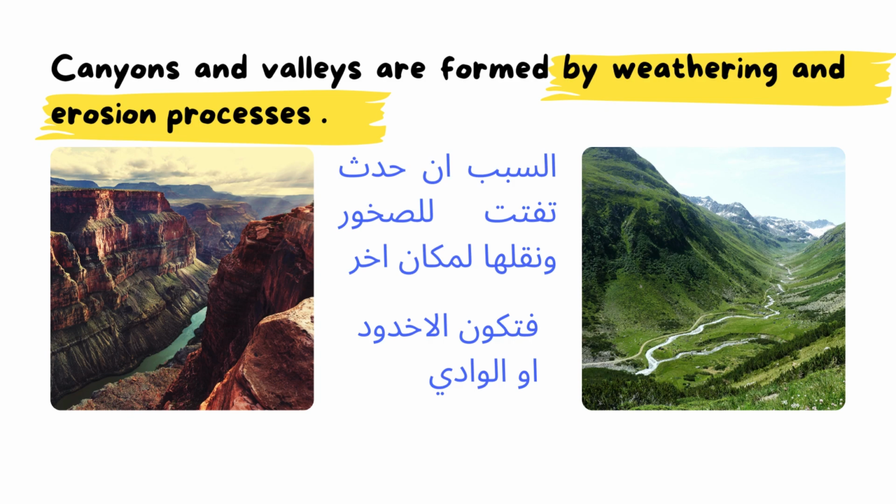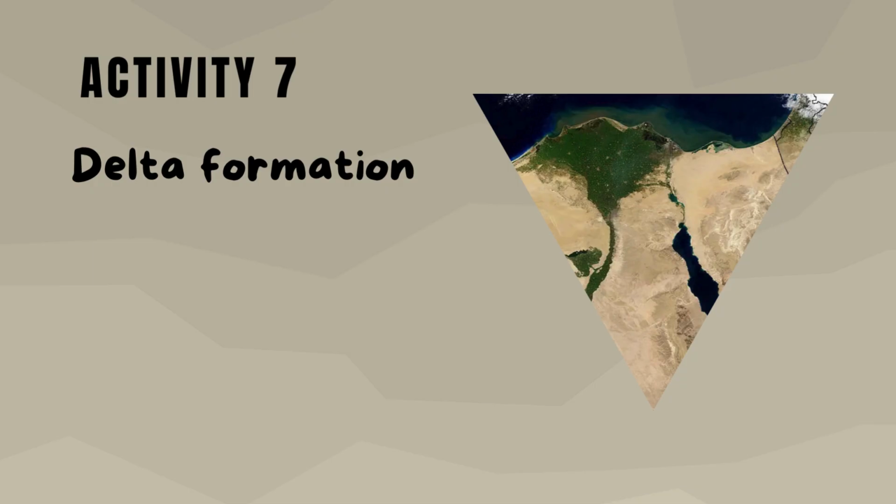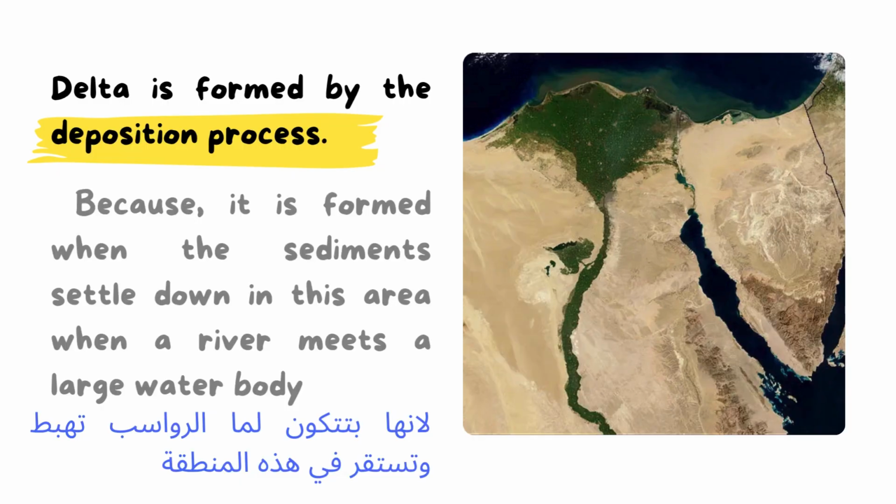Now we will talk about delta formation as activity 7. First, we know a delta is an area formed by what? The sediments settle down and lay down in this area. So here a delta is formed by the deposition process. It's not like canyons and valleys, which are formed by the weathering and erosion processes. But here, a delta is formed by the deposition process.